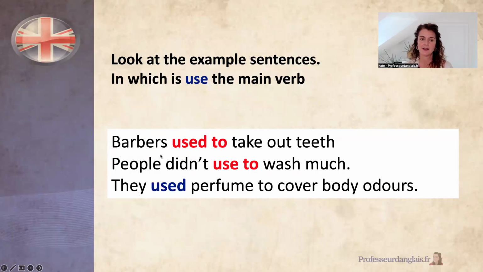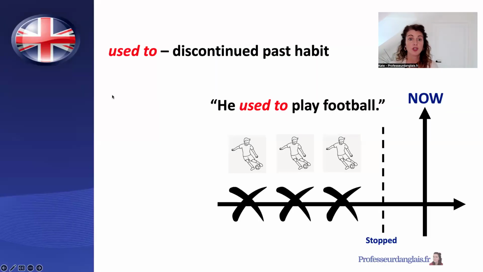Listen and repeat. Barbers used to take out teeth. Used to take. The same in the next sentence. People didn't used to wash much. The main verb here is wash. Used to is a modal verb phrase. People didn't used to wash much. Used to wash. Notice there's more of an s sound. Used to.